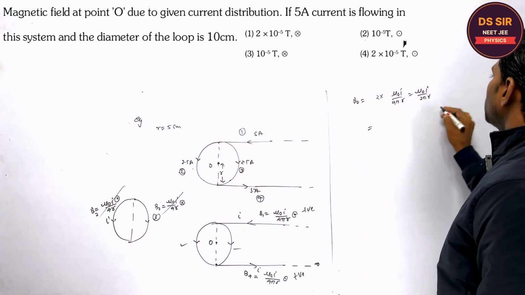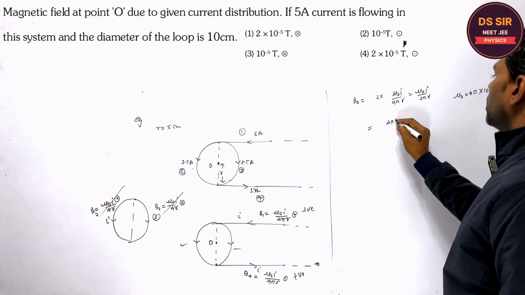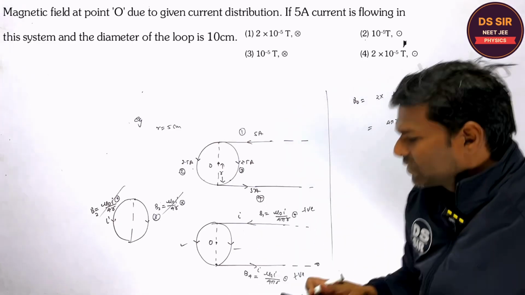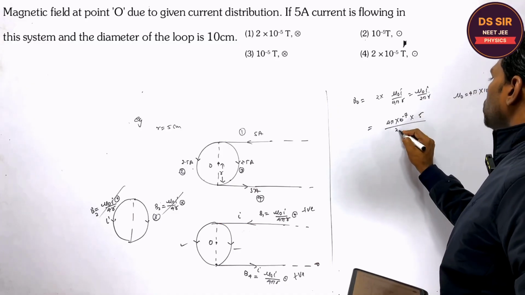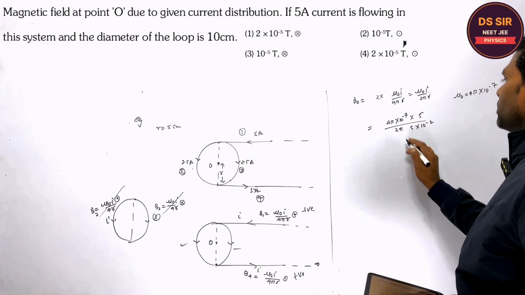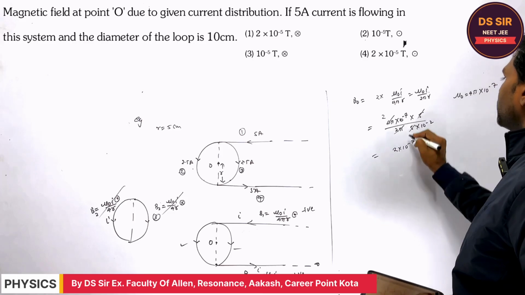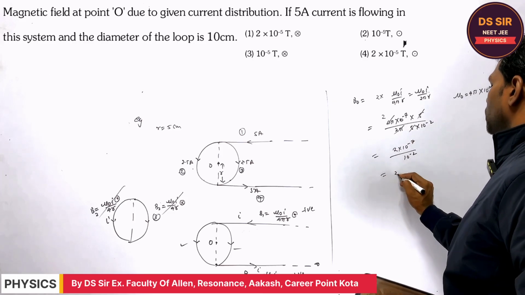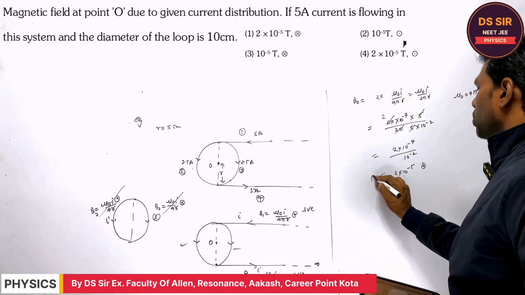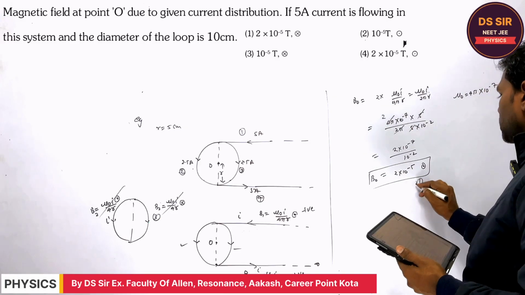So mu naught is 4 pi into 10 to the power minus 7. What is the current value given in the question? It is 5 ampere, divided by 2 pi, and the radius is 5 centimeter. So it is 2 into 10 to the power minus 5 tesla. And this is out of the board. The first option is the correct option.